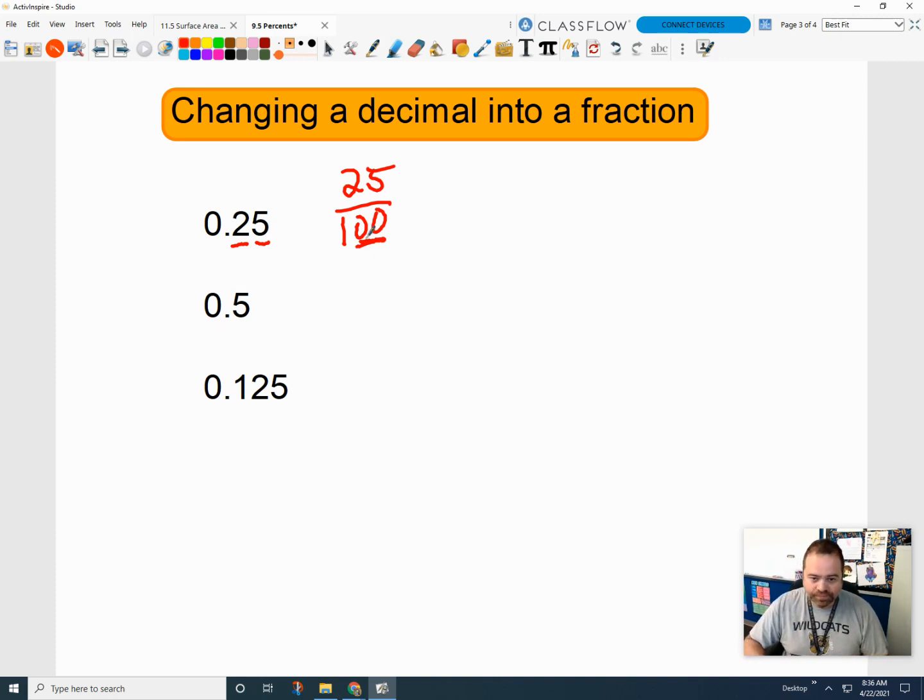Now, after that, I'd like you to reduce these. So numerator and denominator are both divisible by 5. So 25, I'm going to divide out that 5. That's going to leave it as a 5. And 100 divided by 5.